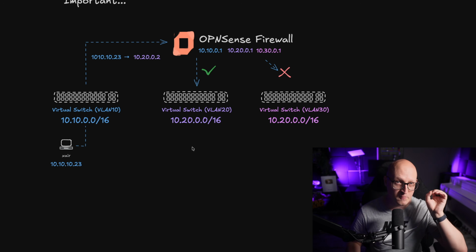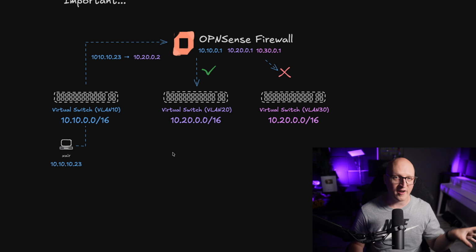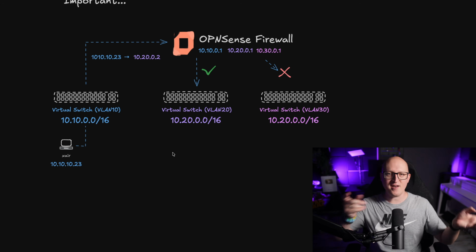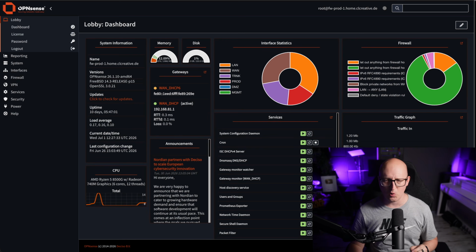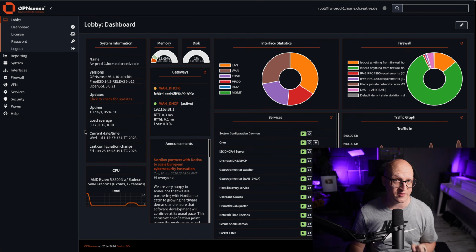And you can, of course, very granularly define that for a single device, for a whole network, and add incoming and outgoing rules and all of that stuff. Now, let me show you how I have configured that on my OPNsense firewall.